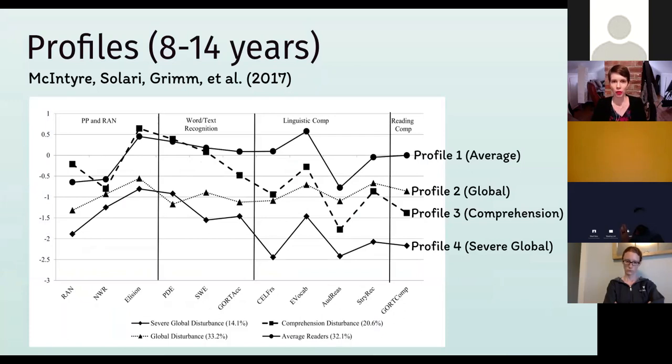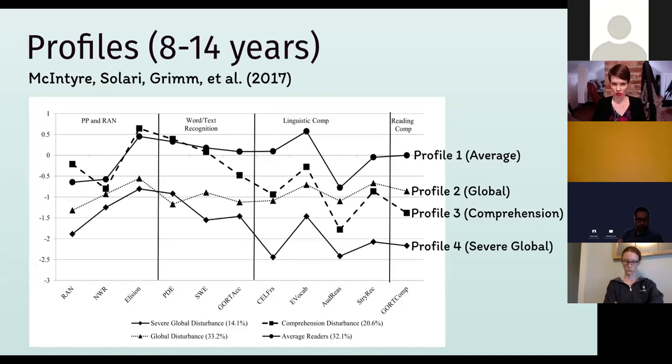Now, as a follow-up, McIntyre and colleagues have looked at profiles of reading in children with ASD from 8 to 14 years, which is more the typical age range that we're looking at. And again, they used a latent profile analysis. They found 4 profiles. These profiles are somewhat similar to the profiles that we found early in development, but there are also some differences. So in profile 1, they also found that some individuals were average readers. This accounted for 32.1% of their sample.